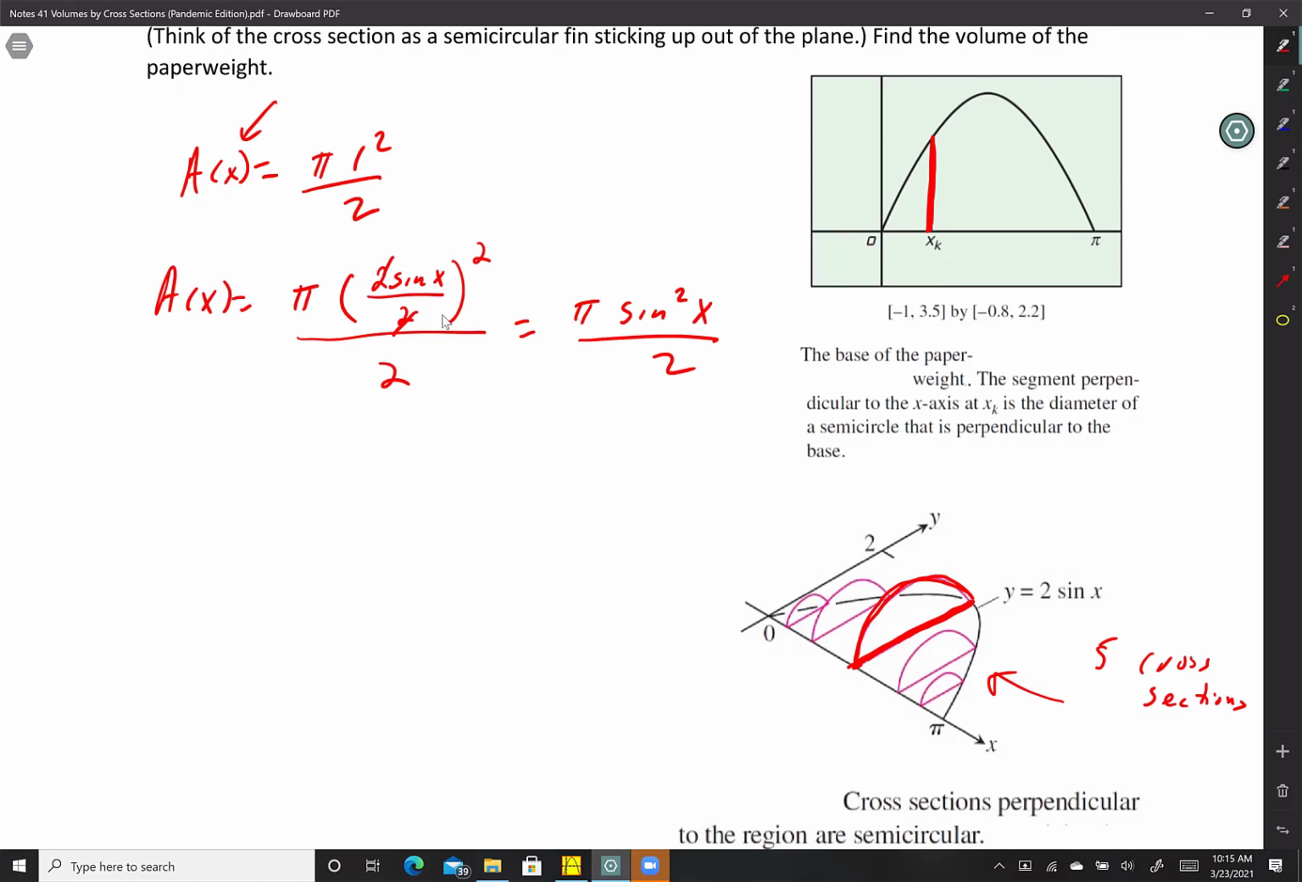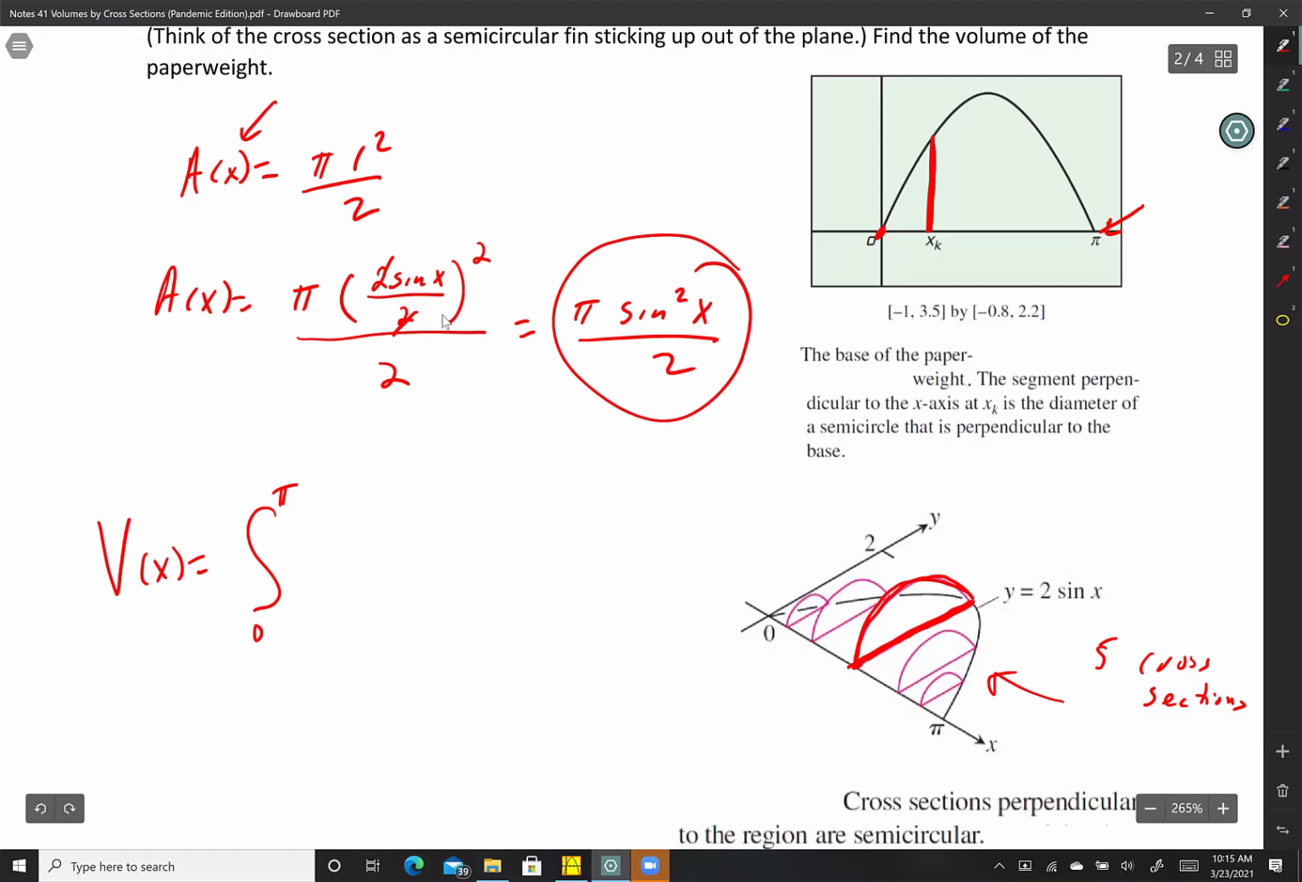So I come over here. They want the volume. So I'll write volume. And I'll slow down because I can see some of you guys. Volume in terms of x is equal to the integral from 0 to pi of this expression. Now there's a constant that I can take out, guys. So I'm going to take it out. Oh, pi. And then all I have to integrate is this.